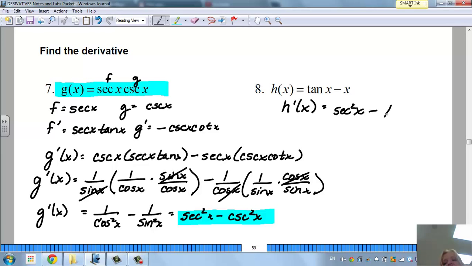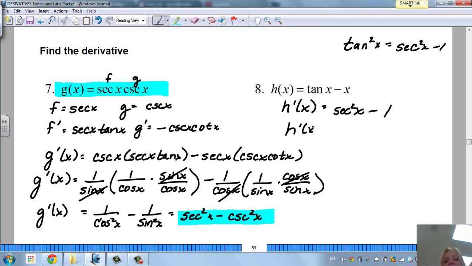And there is an identity that does this. So if you don't recognize it, you can kind of keep going and come up with it. But really, there is an identity, and I'm going to show you where it comes from, that tan squared of x equals secant squared of x minus 1. There's one of the identities that we talked about before. So I could say this is tan squared of x. But say you didn't know that or you forgot. So watch what we're going to do.